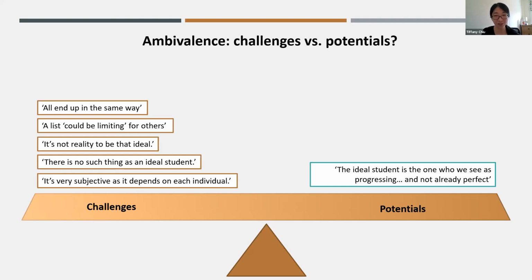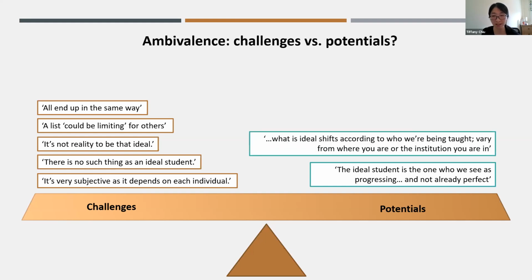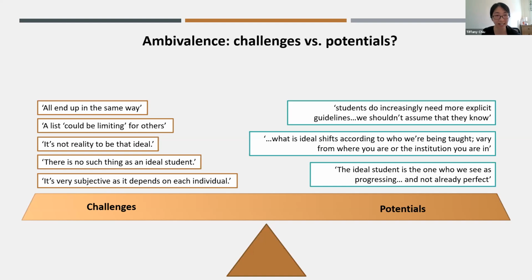And the concept of ideal students also needs to be contextualized. For example, one student stated what is ideal shifts according to who we are being taught by, and another said it actually varies from where you are and the institutions you are in. Our participants also discussed the importance of being explicit around presumptions. One staff member said, I think students do increasingly need more explicit guidelines, and we shouldn't assume they know that.